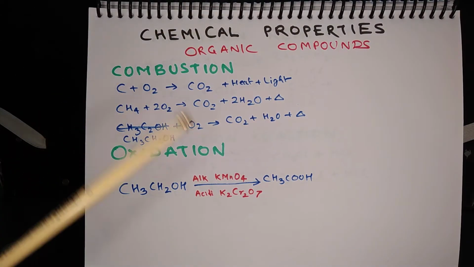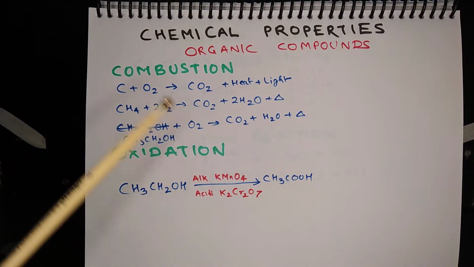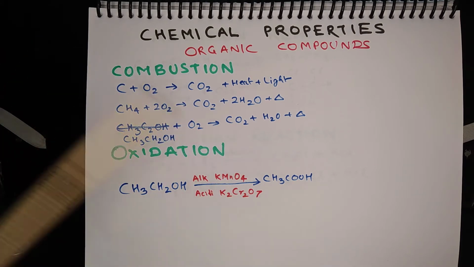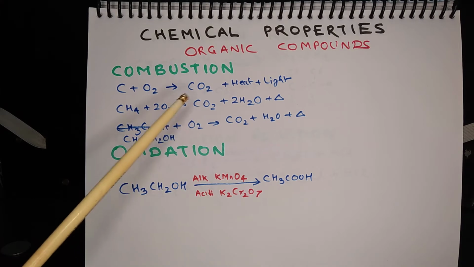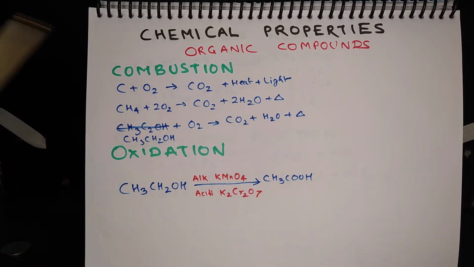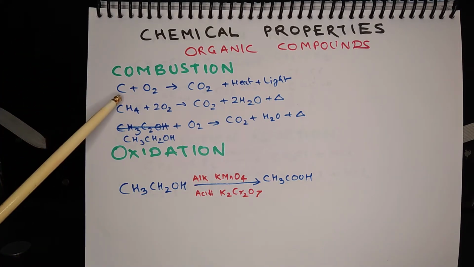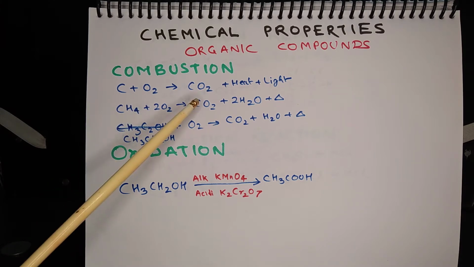Carbon undergoes combustion. So let us start with combustion reaction. When carbon undergoes combustion, it produces carbon dioxide, heat and light. The equation is C plus O2 is equal to CO2.